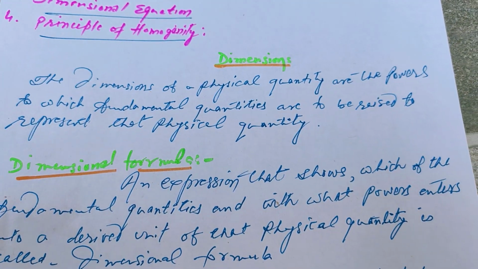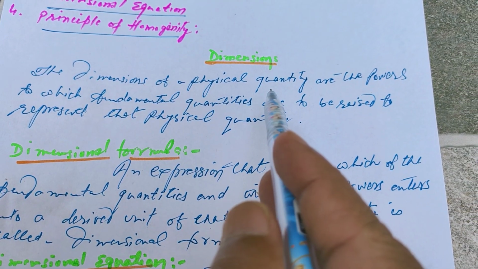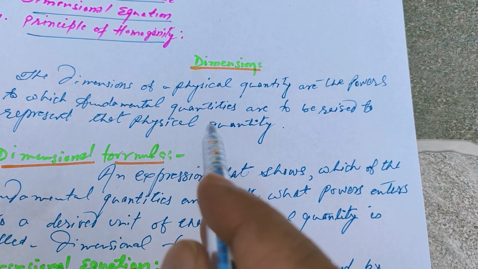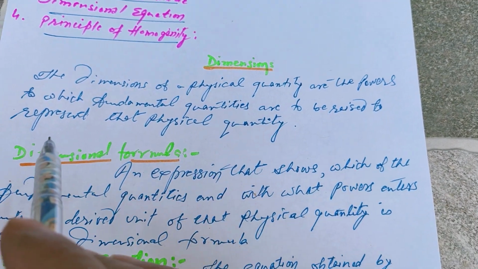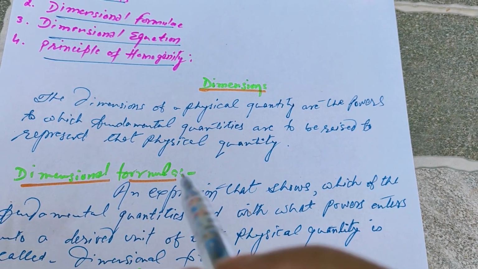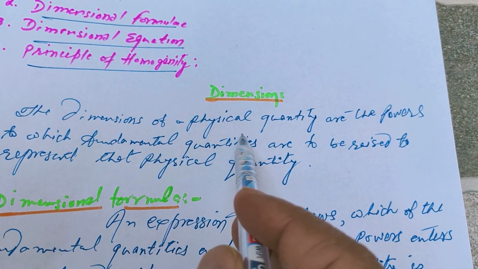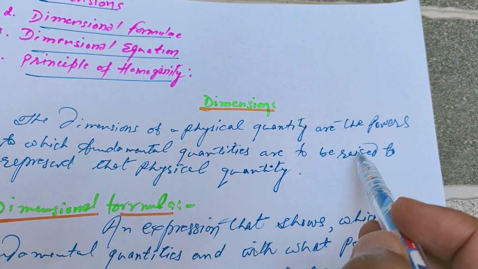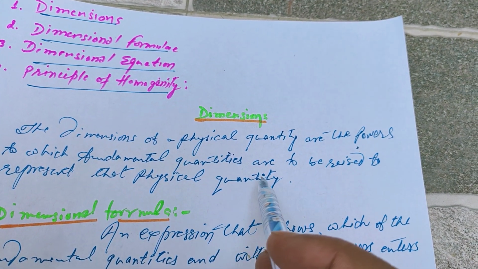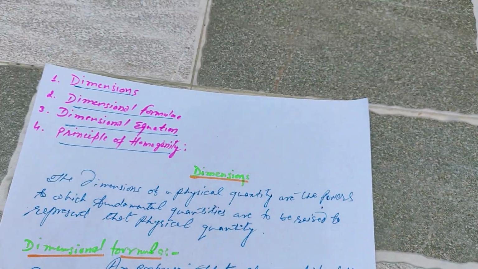So what are dimensions? Dimensions of a physical quantity are the powers to which fundamental quantities are to be raised to represent that physical quantity. Now try to understand the meaning. The dimensions of a physical quantity that we are going to define are the powers to which fundamental quantities are to be raised to represent that physical quantity. What is the meaning of this? Now come to the meaning.